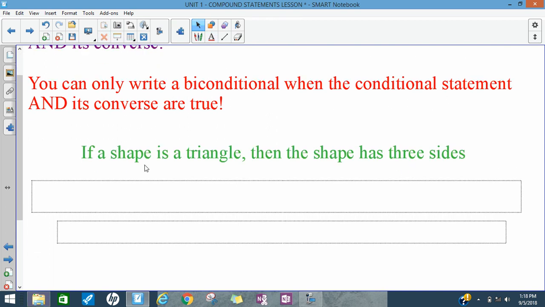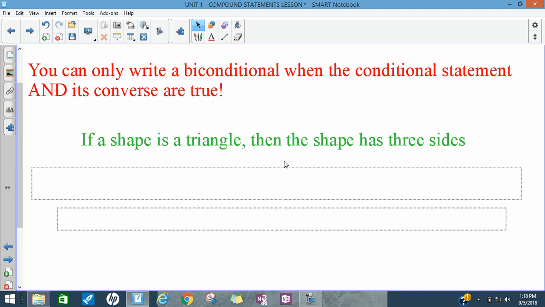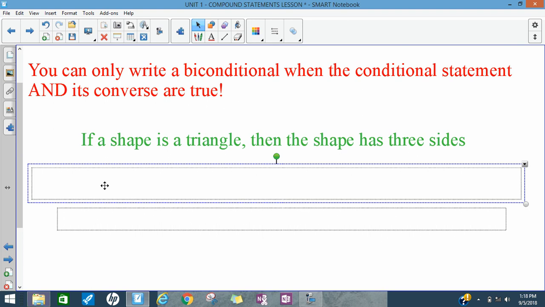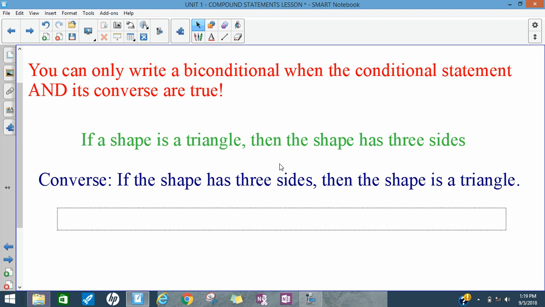So let's look at this conditional statement and we'll write the converse. If a shape is a triangle, then the shape has three sides. So let's write the converse by switching P and Q and say if the shape has three sides, then the shape is a triangle. So let's look at the green statement again. If a shape is a triangle, then the shape has three sides. Well, I think we can all agree that that is true. The converse, if the shape has three sides, then the shape is a triangle.